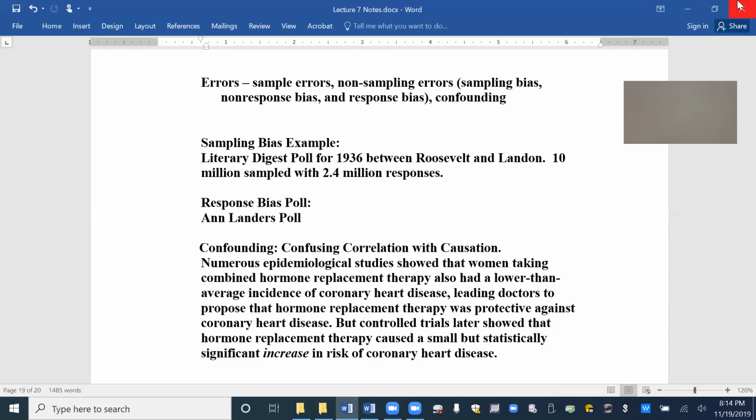A good example of a non-response bias is if you take a poll and ask people about their income. Rich people don't like to let other people know they're rich, and they usually tend to understate their income.